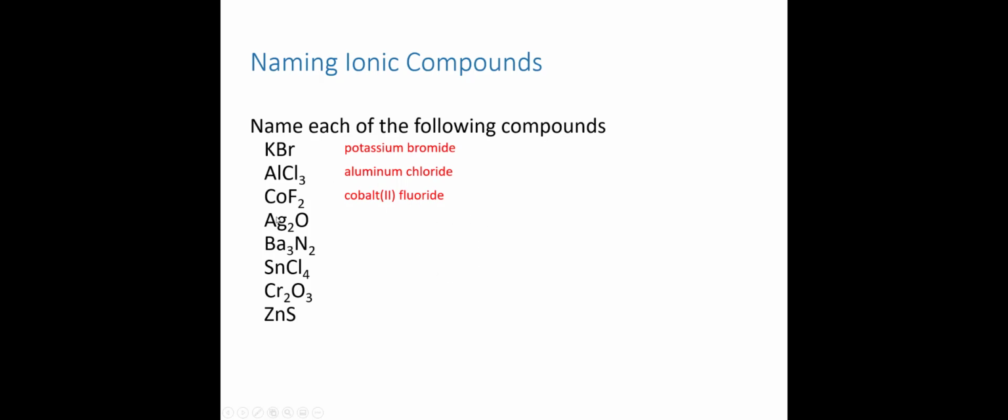The next compound has silver and oxygen. Silver, we recall, only makes 1 charge. It was one of the special ones. It's always +1, so we don't put the charge in the name. And then oxygen becomes oxide. So silver oxide.